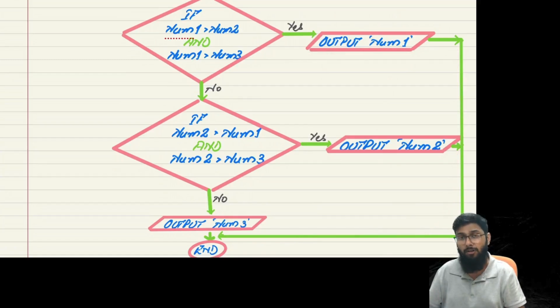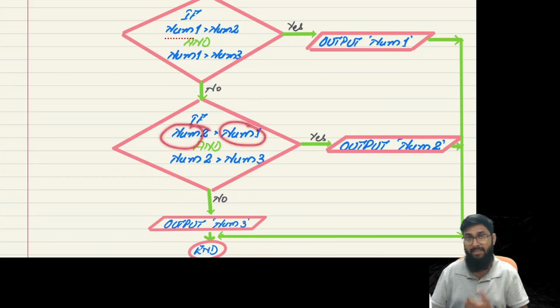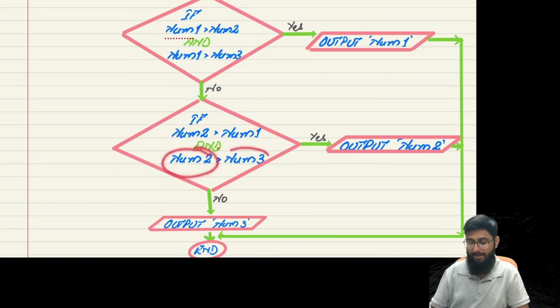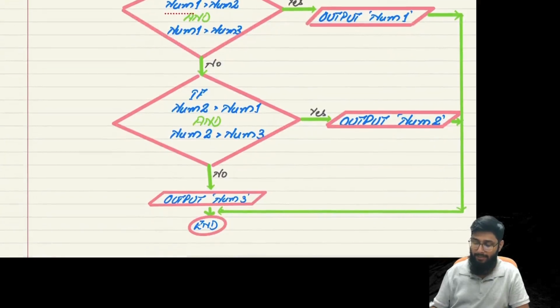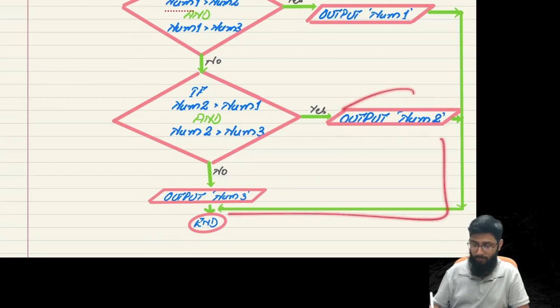But if it's not, then we need to check in a similar manner for the second variable. Is the second variable greater than the first variable, as we just did now, as well as is the second variable greater than the third variable? If it is so, that means the second variable is output. In our case it was the one, and finally we come to an end.